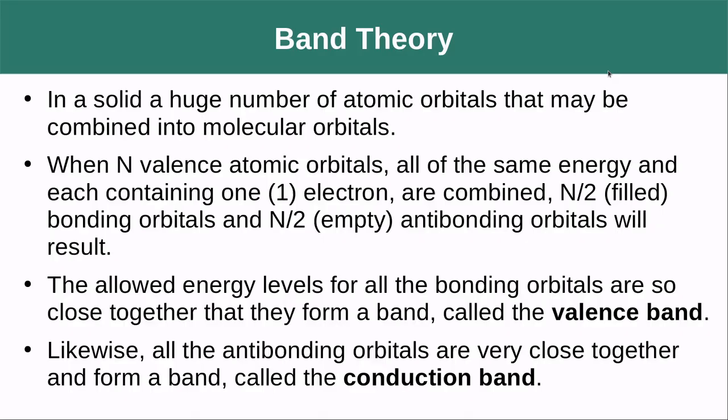Band theory. In a solid, a huge number of atomic orbitals may be combined into molecular orbitals. When n valence atomic orbitals, all of the same energy and each containing 1 electron, are combined, n divided by 2 filled bonding orbitals and n divided by 2 empty antibonding orbitals will result. The allowed energy levels for all of the bonding orbitals are so close together that they form a band called the valence band. Likewise, all the antibonding orbitals are very close together and form a band called the conduction band.